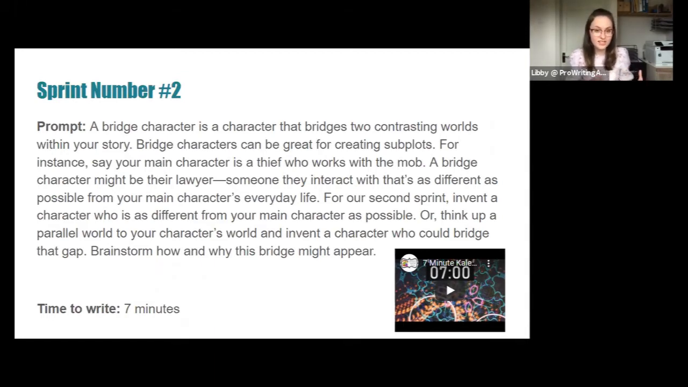Or think up a parallel world to your character's world and invent a character who would bridge that gap. Brainstorm how and why this bridge might appear. So you're kind of looking to find something completely different to maybe what you're working on already that can help you shed new light on your story. So when it says 2 contrasting worlds, that can either be literal worlds if you have a fantasy novel or a sci-fi novel, or it can be those different social worlds that will have different themes weaving through them, that will open up some interesting stuff with your characters.